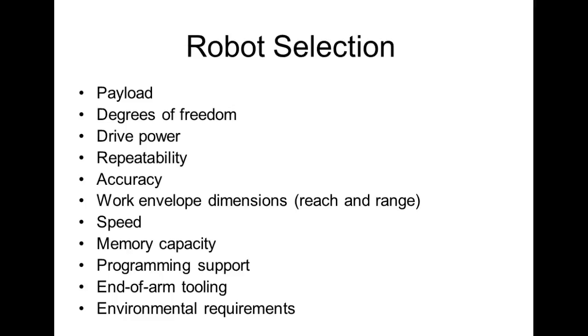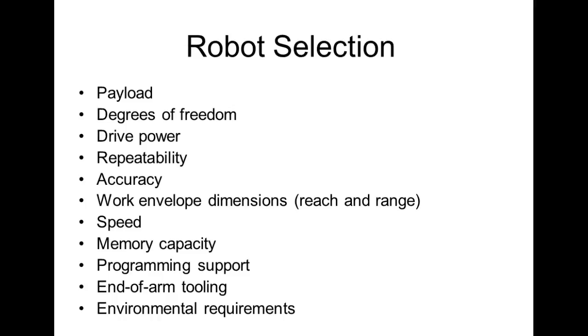So when you buy a robot, these are some things you're going to need to know. You're going to need to know the payload. What is the payload? Minus the end of arm tool. So the end of arm tool is going to take away from the actual payload the robot can pick up, right? So the payload is how much that robot can pick up, not including the tool.